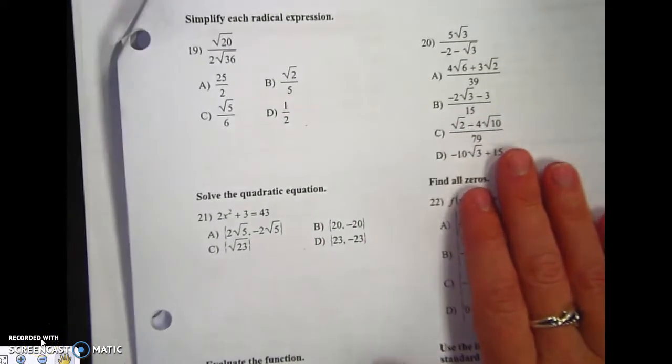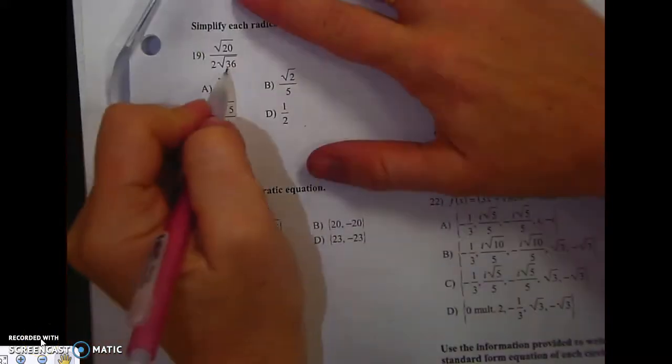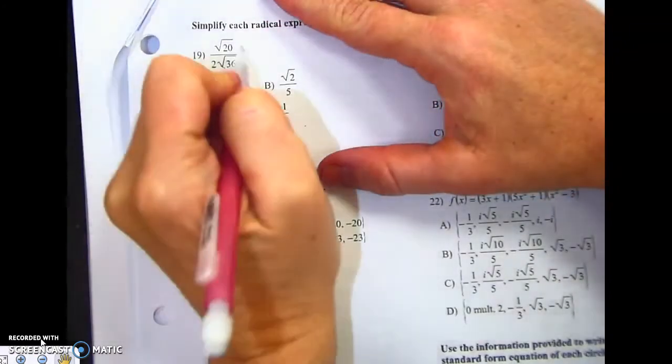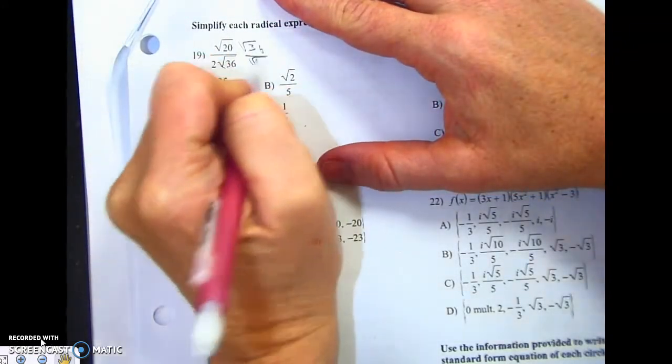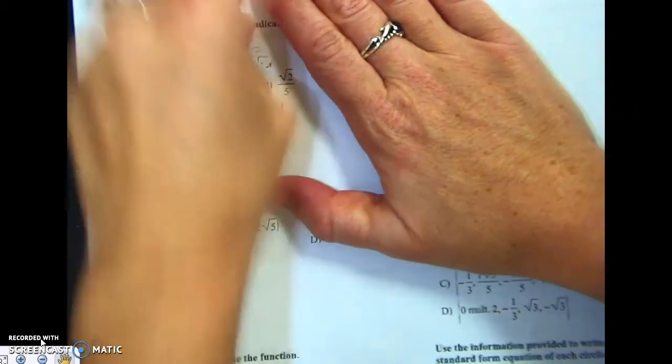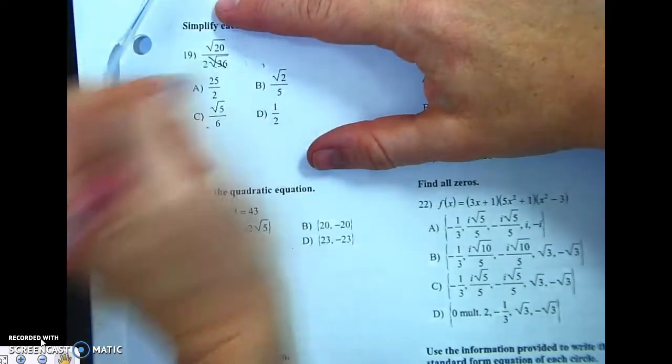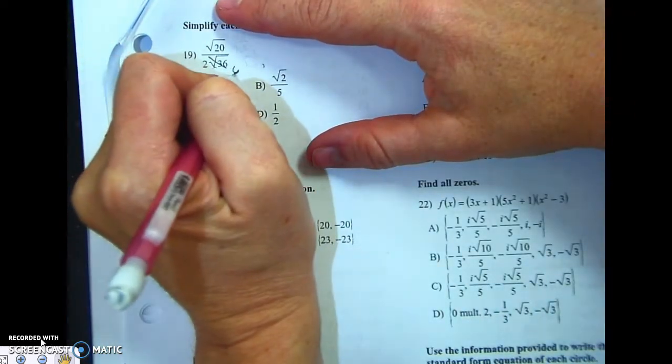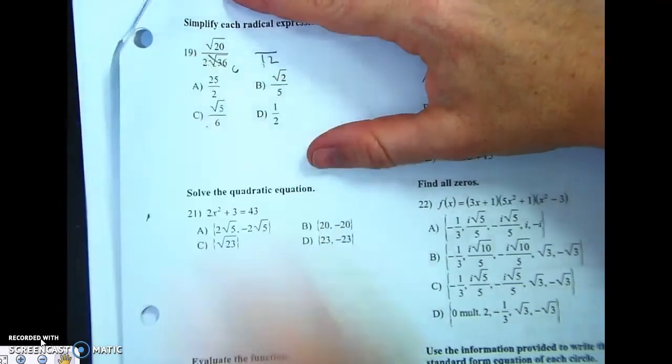So as I look at number 19, the issue to me is the radical in the denominator. Normally I would say multiply it by itself. However, I see that I can take the square root of 36. The square root of 36 is 6, times 2 is 12.